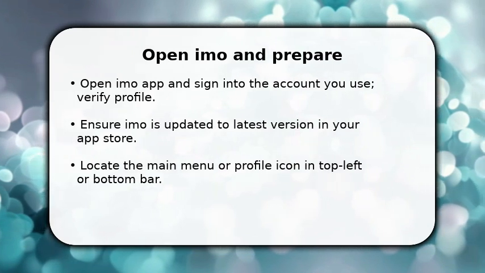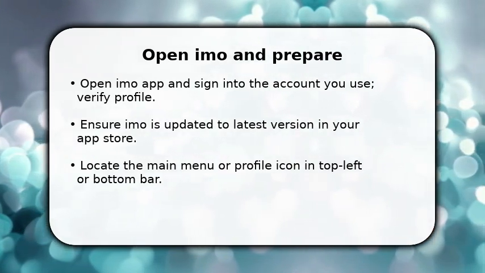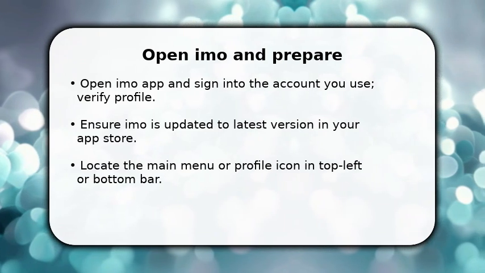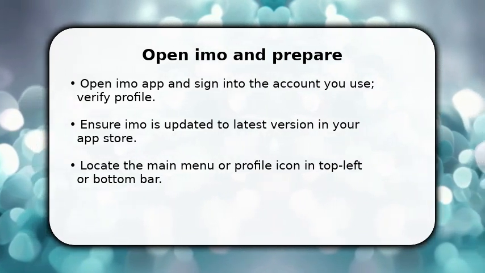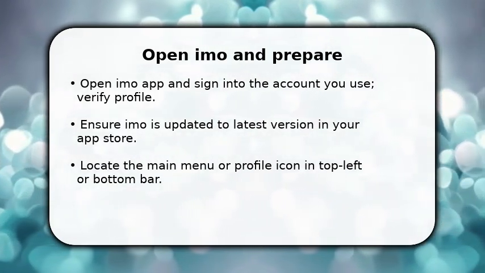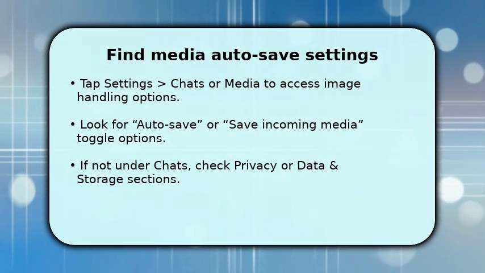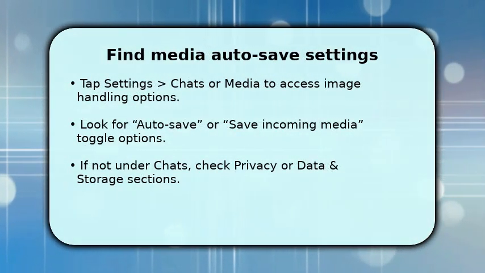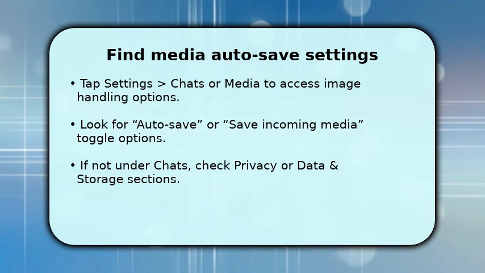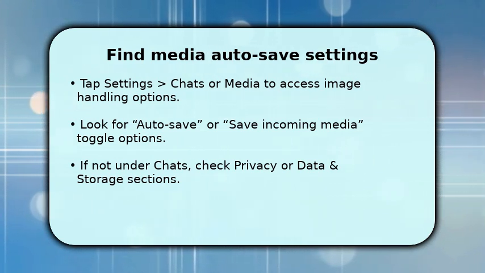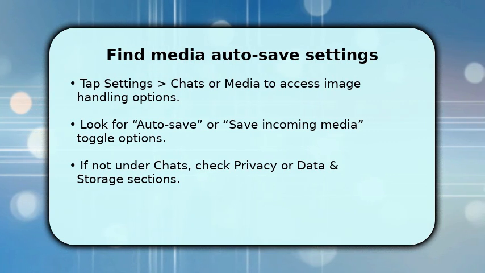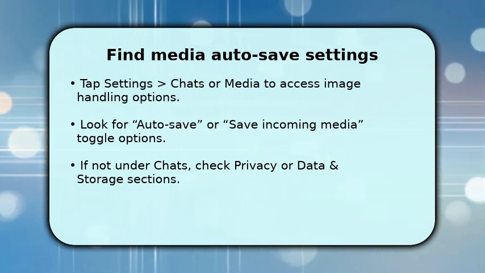You're doing this now to avoid wasted navigation later, so proceed directly to settings and look for chats, media, or privacy sections to change behavior. Now you navigate into settings and open chats or media. Those sections usually control how images are handled. You'll see a toggle labeled autosave or save incoming media. Turn that off to stop images from landing in your gallery.